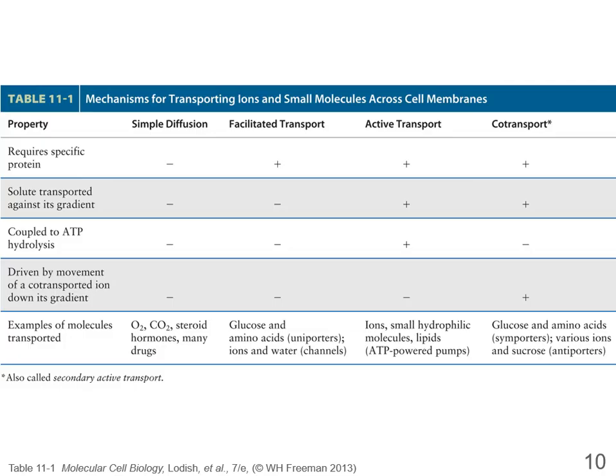If I go back to this table, we are here. Active transport requires a protein. The solute is transported against its concentration gradient. It is coupled to ATP hydrolysis because of that. Examples here are ions, small hydrophilic molecules, and lipids. Again, because we're going against a concentration gradient, ATP is necessary in order to do this.